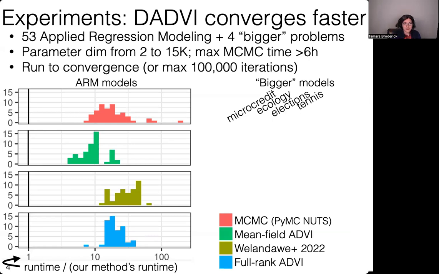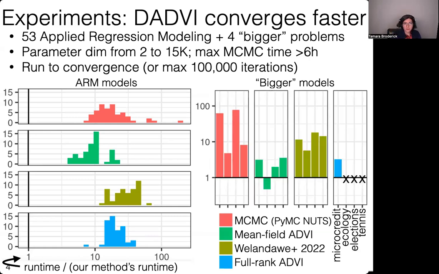Okay, so these are the applied regression modeling models. What about the bigger problems? So what we're seeing here is these 4 different panels. Each panel now corresponds to a different method. So we have MCMC, mean field ADVI, Wenliang and Dowie et al., and full rank ADVI, just like before. Within a panel, we have 4 bars, one for each of the 4 bigger models: microcredit, ecology, elections, and tennis.